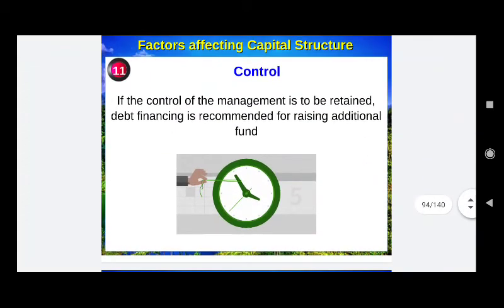11th point, control. If the control of the management is to be retained, debt financing is recommended for raising additional funds. And if the shareholders don't want to increase the financial risk, they can go for dilution of the control by equity shares and not by debts of the company.